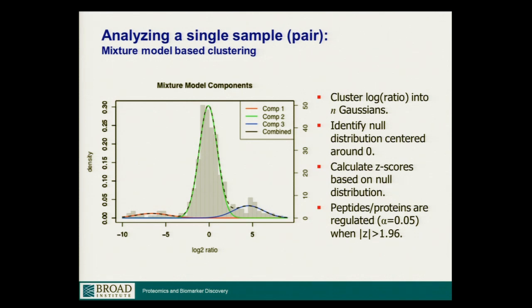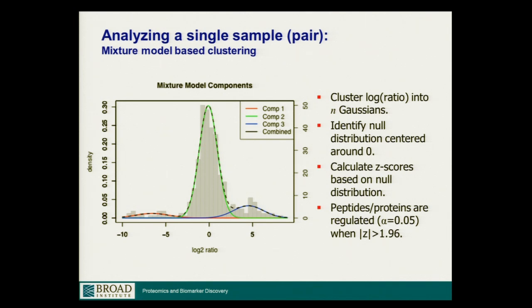So here in this case, applying this algorithm basically gives you 3 components, the red, green, and blue components. You can see that the green is kind of centered around 0. So you can say that is the distribution of components that do not change because they are centered around 0. There is a small hump captured by the red distribution, which is a small set of downregulated peptides. And then there is a much larger hump captured by the blue distribution, which is a set of upregulated peptides. So now you know what your null distribution is.